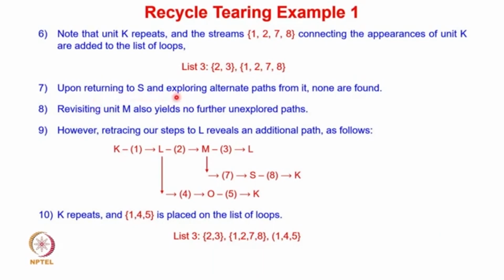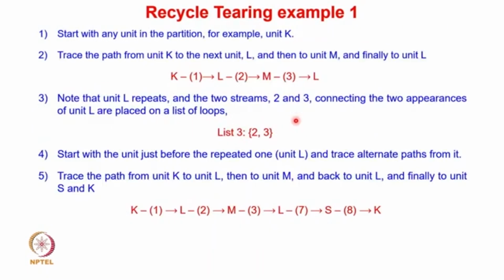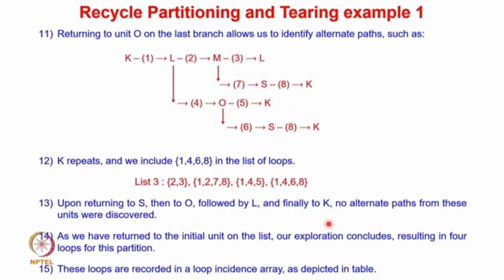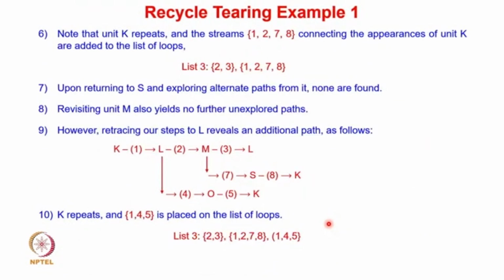Upon returning to S and exploring the alternate paths from it, none are found. Revisiting unit M also yields no further exploration path. So if we again go back to M here, from M there is only one outgoing which we have already explored. There is no alternate outgoing from M. However, retracing the steps to L reveals an additional path as follows.